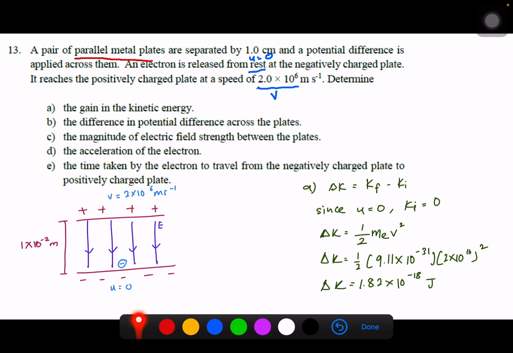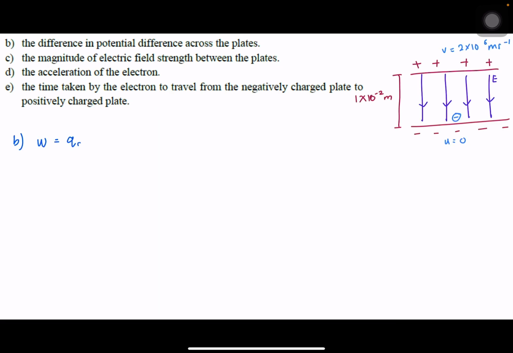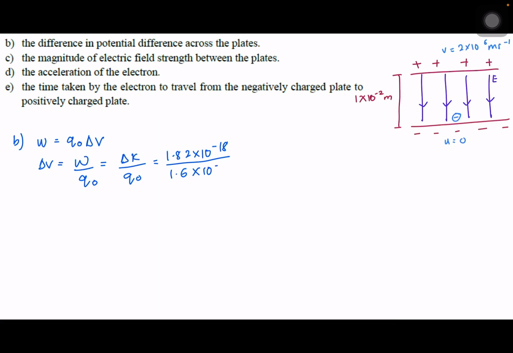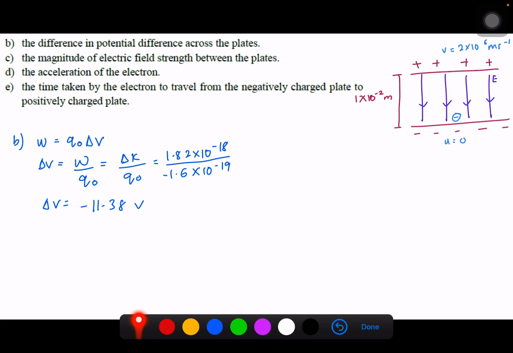Question B, the potential difference across the plates. So basically the question wants to find delta V, the potential difference. You can relate it with work, where work is equal to q naught delta V. And then if I rearrange, delta V equals work over q naught, and then from the work-energy theorem, work is equal to the gain in kinetic energy, or delta K. So it will be delta K over q naught. q naught here is the charge of the electron.